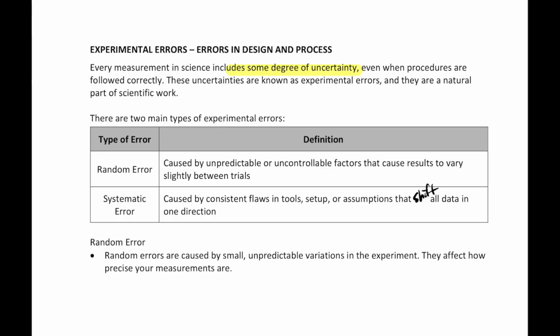So there are two main types of experimental errors. They are random errors and systematic errors. Random error is caused by unpredictable or uncontrollable factors that cause results to vary slightly between trials. And systematic error is caused by consistent flaws in a tool's setup or assumptions that shift our data in one direction.